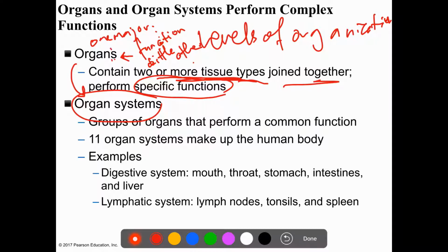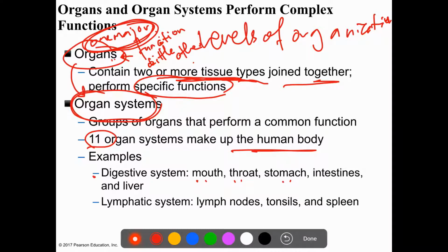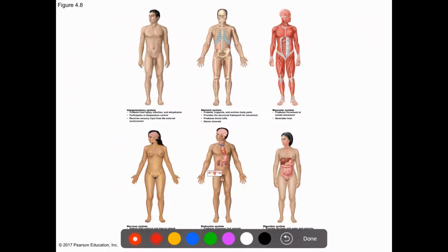Okay, but the group of organs helping in that one major function would form the organ system. And in our body, we have 11 organ systems that make up the human body. We have the digestive system, which is composed of different organs: the mouth, the throat, stomach, intestines, and liver. We have the lymphatic system: the lymph nodes, tonsils, and spleen. So as we said, we have 11 organ systems. Each one is made out of different organs.